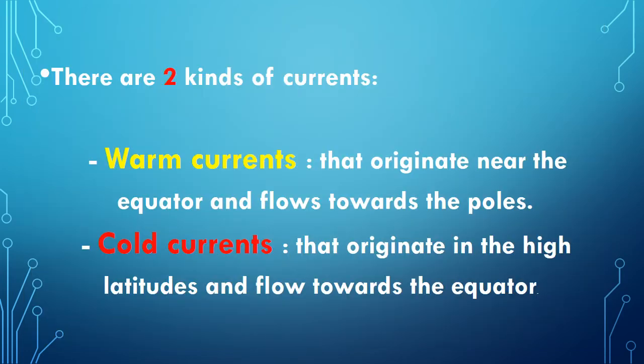Now children, you must know that there are two types of ocean currents. They are warm currents and cold currents. Warm currents originate near the equator and flow towards the poles. And cold currents originate in the high latitudes, like the polar regions, and flow towards the equator.